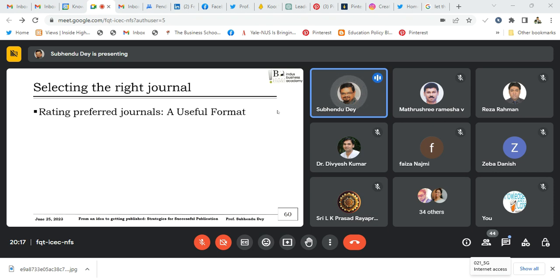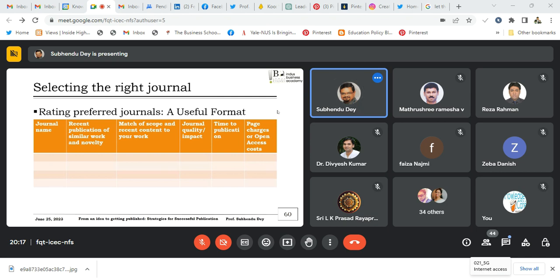How do you rate journals? Now I'm just sharing a format with you. You can use this. You can make a list, as I said, of 3, 4 journals. So: journal name, recent publication of similar work and novelty, matching of the scope and recent content to that of your work, the journal quality or the impact factor, time to publication, and if there are any article processing fees or paid charges that you need to consider.